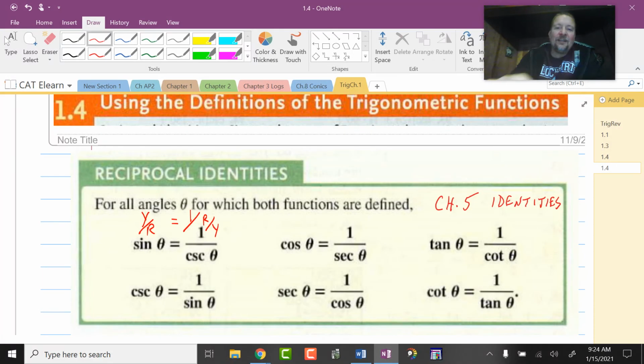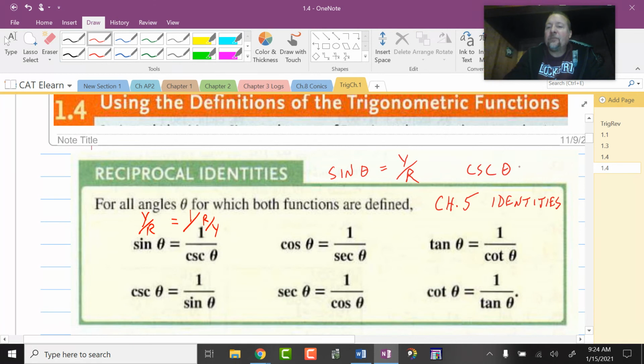We already know sine, put it up here if you want as you're writing. We already know sine is y over r. And hopefully you have it tied in that cosecant is related to sine, but it's r over y. That is the word reciprocal. So there's another way we could write this. This is a correct equation: sine of theta doesn't equal cosecant, it equals 1 over cosecant.